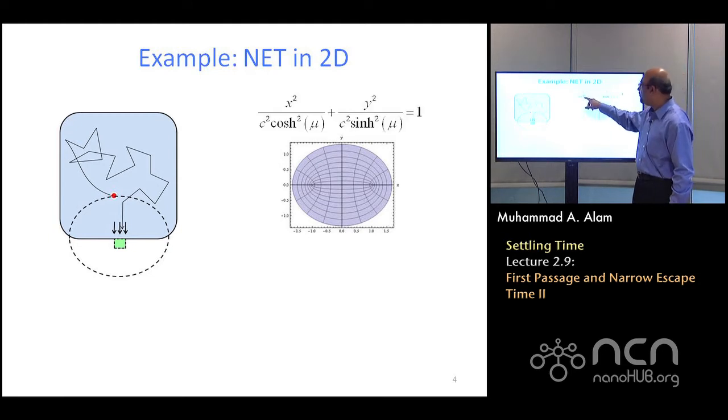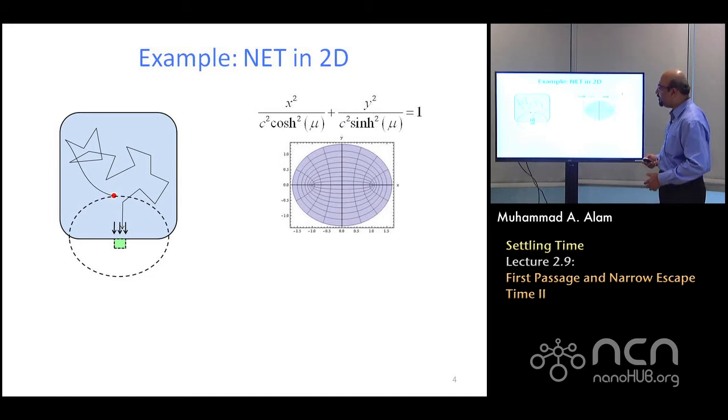For example, this is the equation of a parabola, and mu is the eccentricity factor, and c squared cosh squared mu, and this is just by definition, x squared divided by a squared plus y squared divided by b squared is equal to 1.